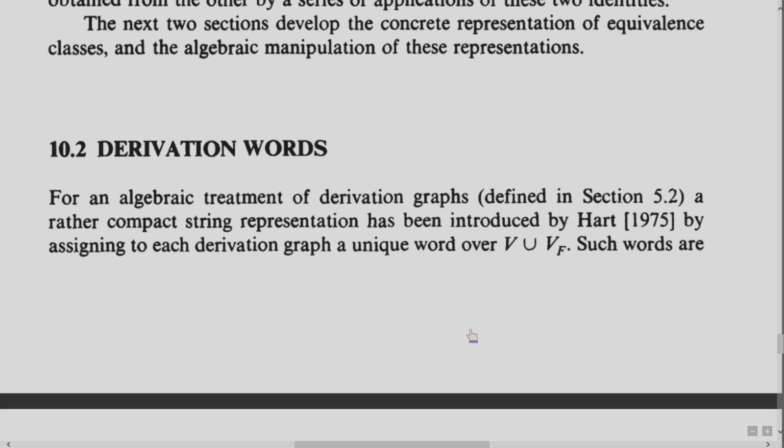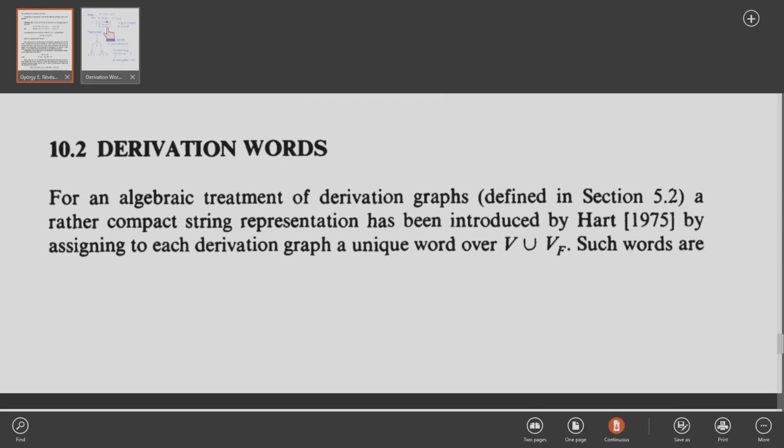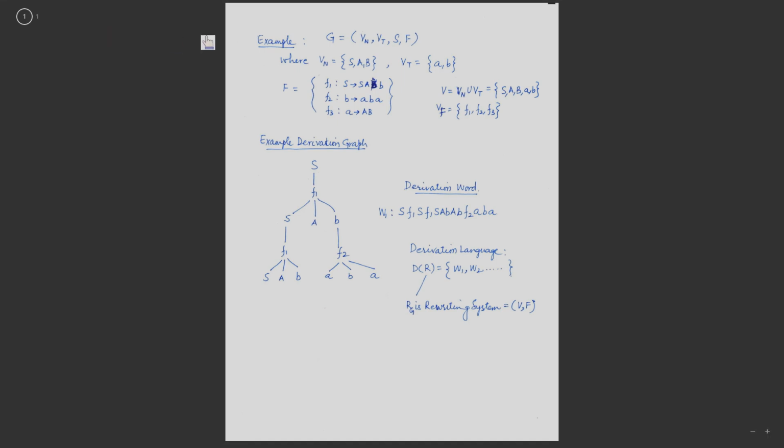Now we come to another definition, derivation word. Derivation was earlier depicted by a graph. Graphical method was used, but in case of algebraic operations, every time drawing a graph is not advisable. So derivation word is actually a string form of graphs. How to represent a graph? We will take it up with an example. So let's go to the example.